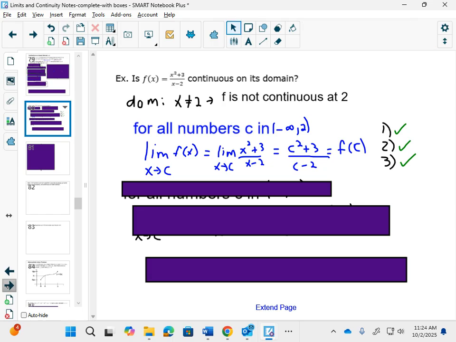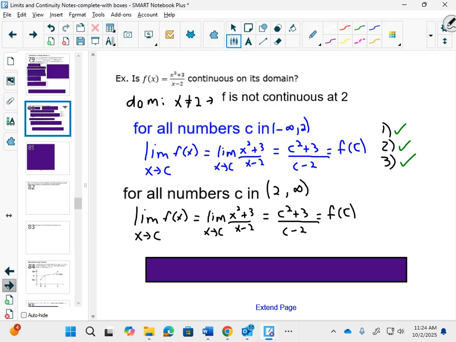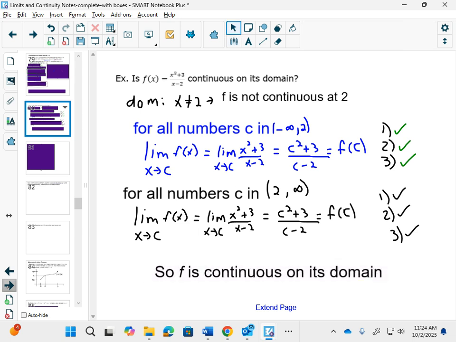So this shows that it is continuous for everything from negative infinity to 2. We could do the same thing for 2, right? And it seems, again, really silly in some ways, but we're just applying the definition. All things are, f of c exists, the limit exists, and they're equal to each other. This means something is continuous on its domain.